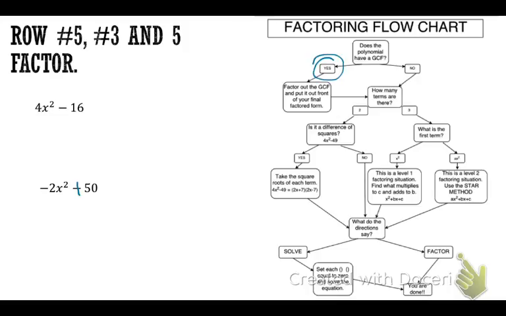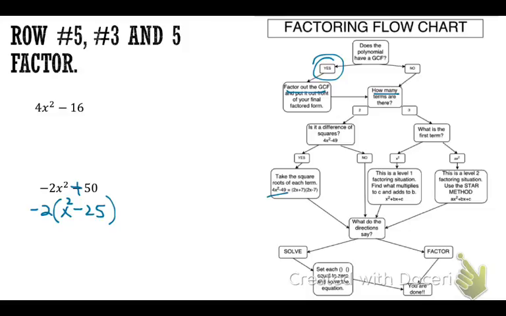It's 2. Now, if your first term is negative, we're going to go ahead and factor a negative out as well. So I'm going to factor out a negative 2. So when I divide that first term by negative 2, I get positive 1x squared. And then positive 50 divided by negative 2 is negative 25. Alright, so I've done that.